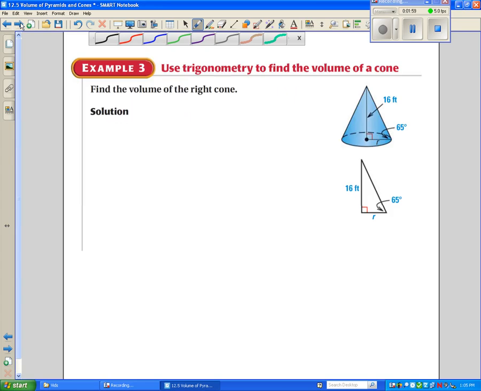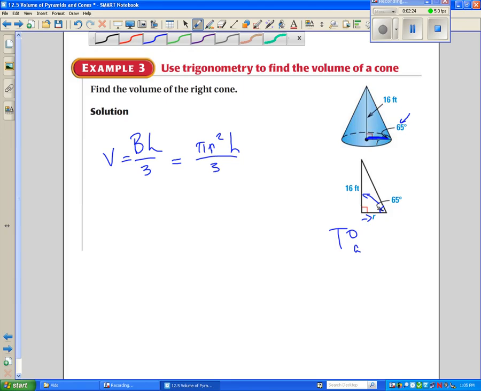Find the volume of the right cone. In this case, we're going to deal with triangles where we have angle measures without having known sides. But in order to use our formula, which is the base times the height divided by 3, and since it's a cone, it's equal to pi r squared times h divided by 3, we're going to need to find that r. Notice we have an angle, we have the opposite, and we're looking for the adjacent. That means we need TOA.